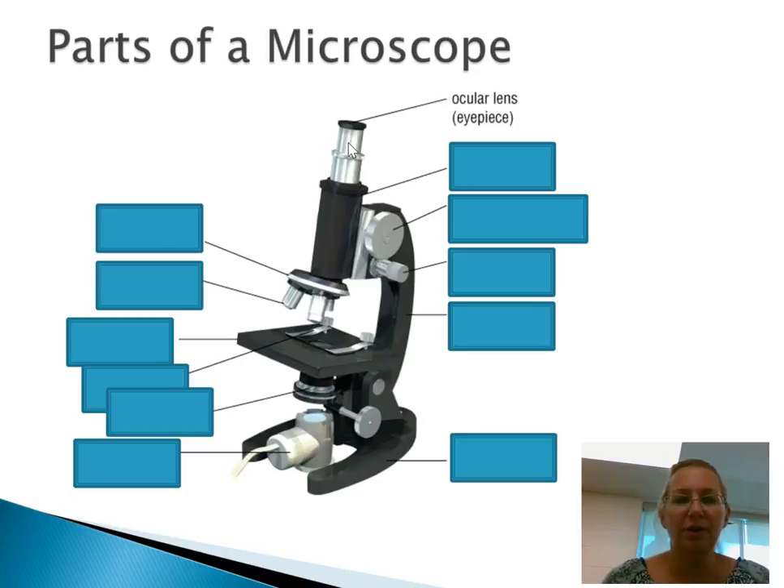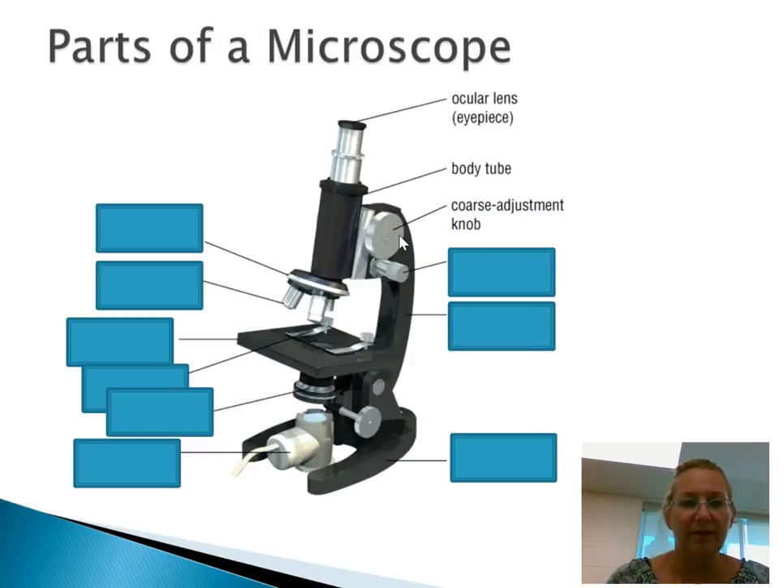That's called the ocular lens, or it can be referred to as the eyepiece. Next, we have the tube where the light passes through, and that's called the body tube. The next two parts are very important, especially for the use, and I'll be referring to both of them throughout how to use the microscope. The first one is the coarse adjustment knob and the fine adjustment knob.